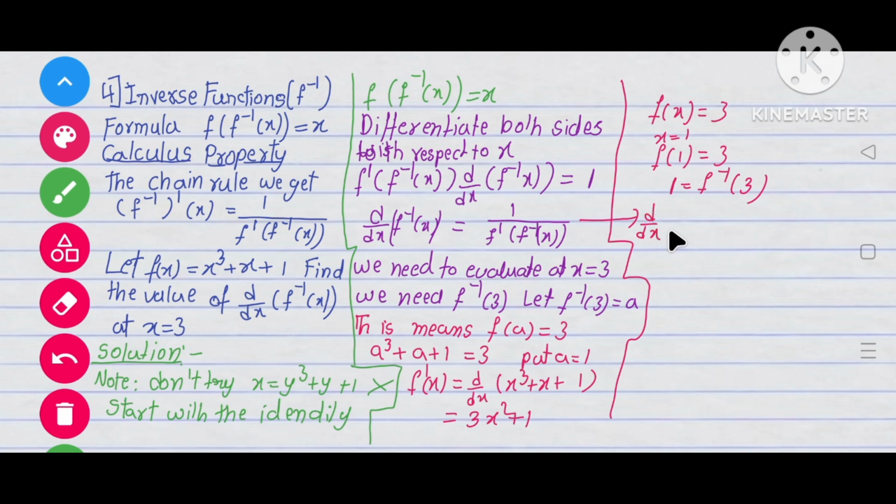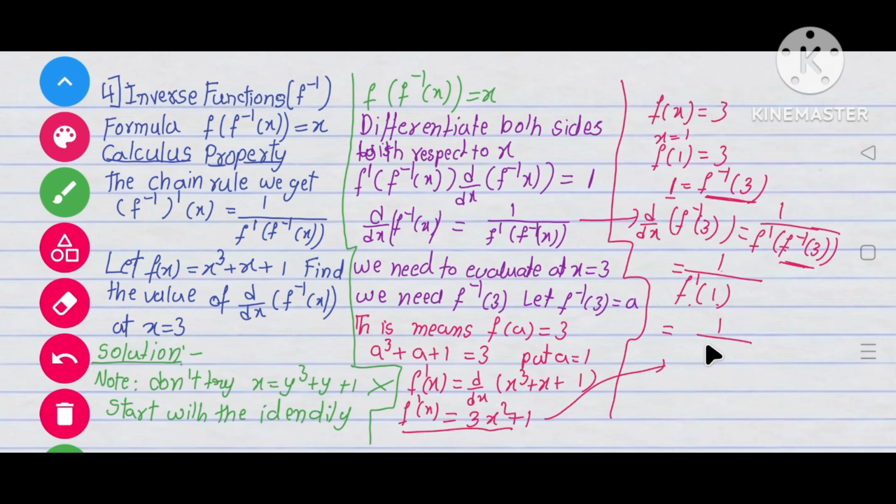Now in the equation we get d by dx of f inverse of 3 is equal to 1 by f dash of f inverse of 3, which is equal to 1 by f dash of 1. So f dash of 1 is equal to 3 into 1 plus 1, which is 4. That is equal to 1 by 4. So our conclusion is d by dx of f inverse of 3 is equal to 1 by 4.